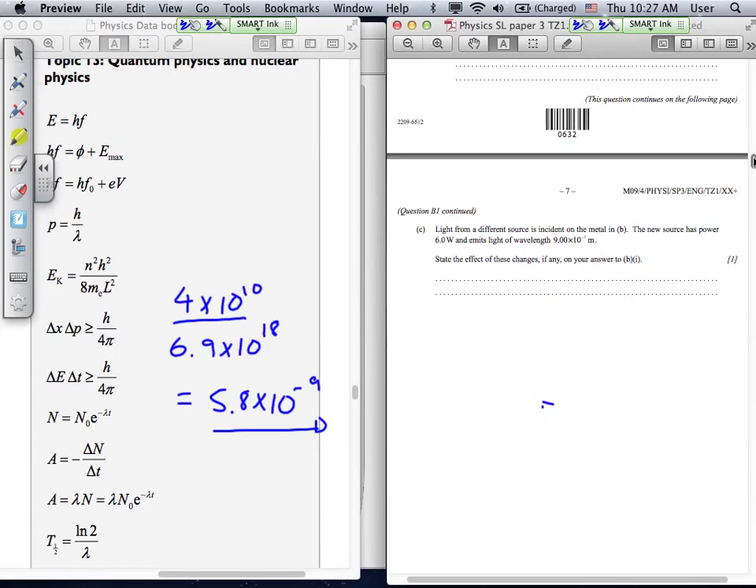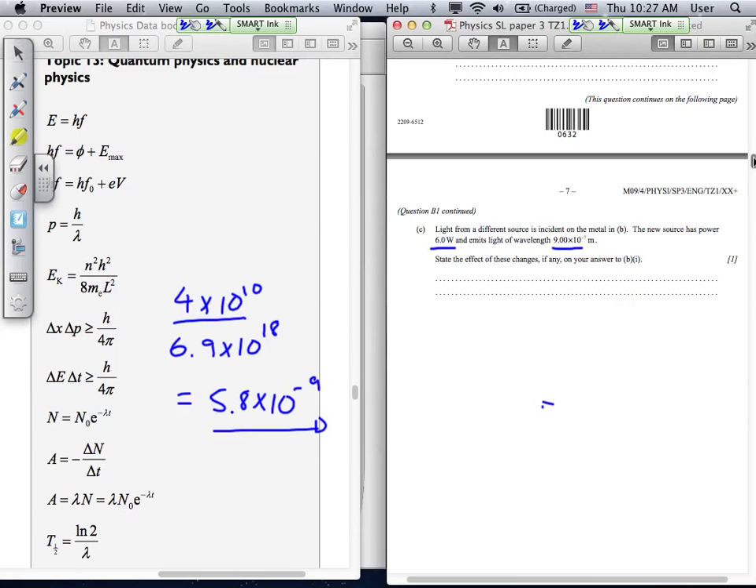And then finally, over the page, you have light from a different source incident on a metal in B. The new source has a power of 6 watts and emits light of a wavelength of 9 times 10 to the negative 7. State the effect of these changes, if any, on your answer to B1.